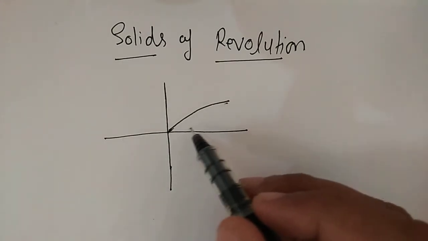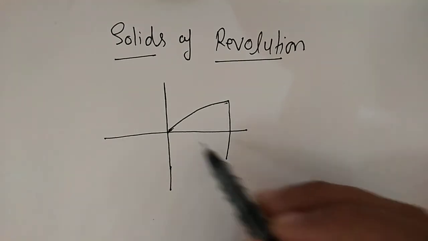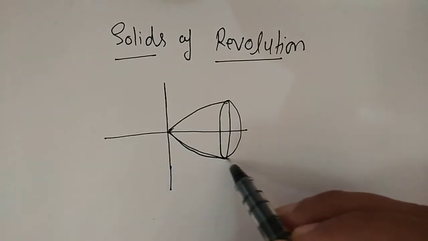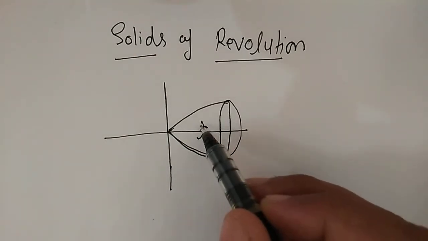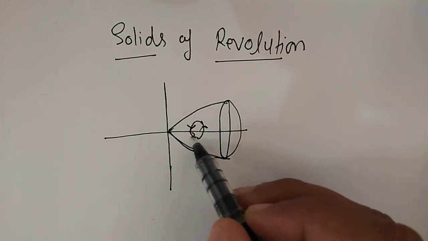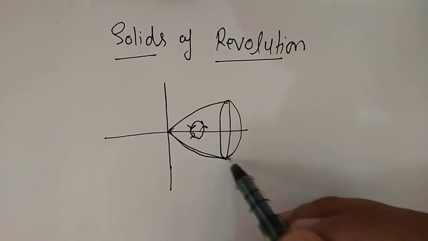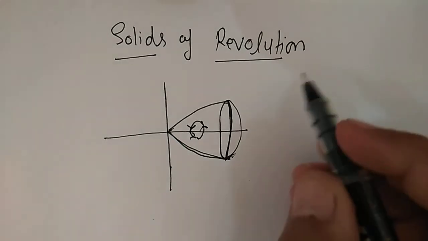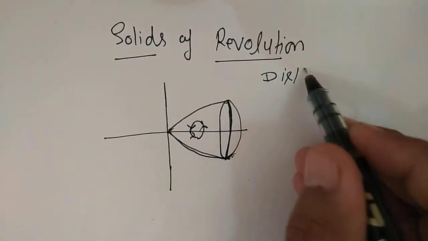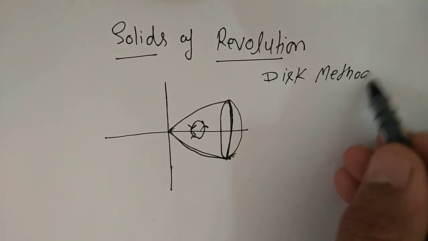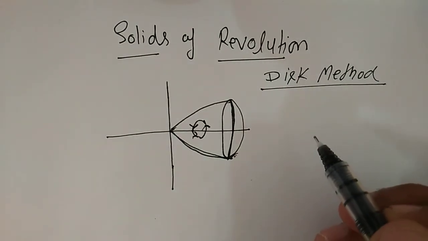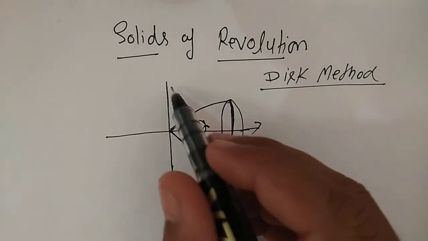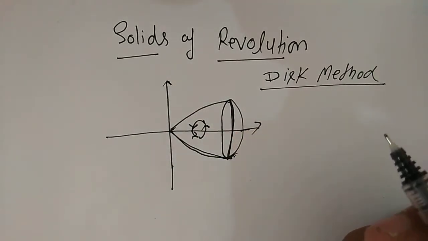Suppose this curve is there. If you rotate it along the x axis, we get it like this. So we are rotating in this way, and we get one solid, and we'll see how to find the volume of this solid. This is called the disk method, because once you are rotating, we are getting the solid here. Rotation along only the x axis or y axis. Fine.